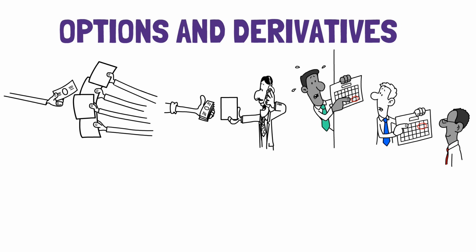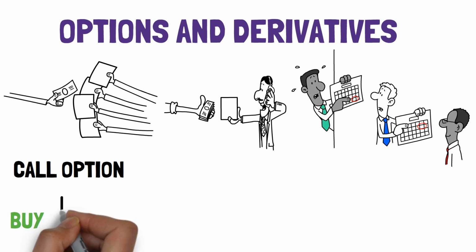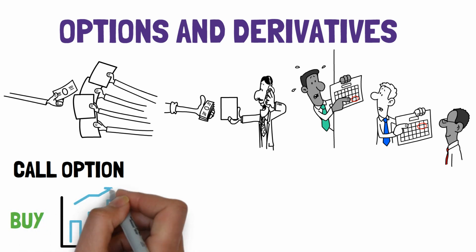There are two main types of options. First one is called call option, which gives the holder the right to buy the underlying asset at the predetermined price before or on the expiration date. Call options are often used by investors who anticipate an increase in the price of the underlying asset.